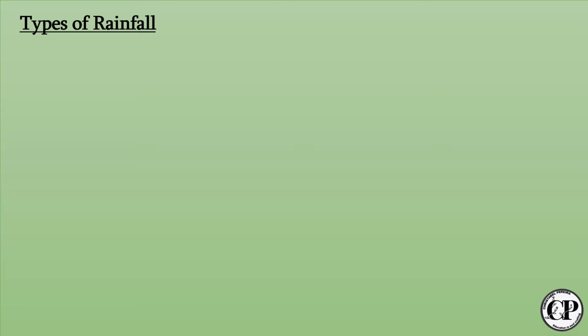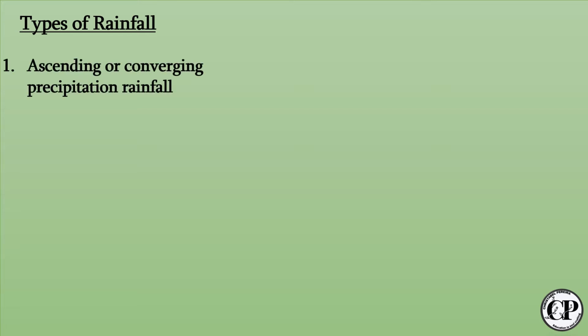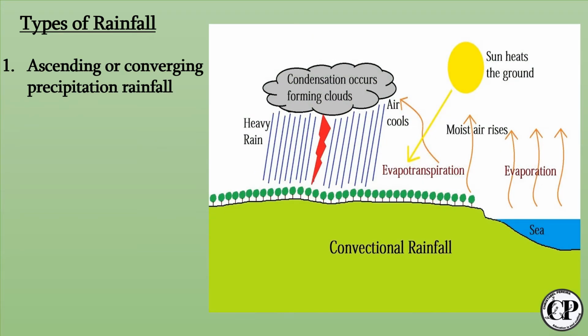Types of rainfall. Ascending or converging precipitation rainfall, also known as convectional rainfall, occurs when the surface of the earth is heated up by the sun. The warm surface also heats up the air. As air rises, it cools down and begins to condense. Further rising and cooling causes a large amount of condensation to occur and rain is formed.